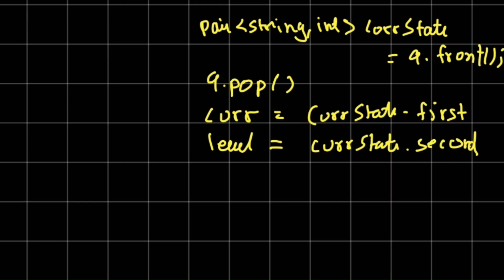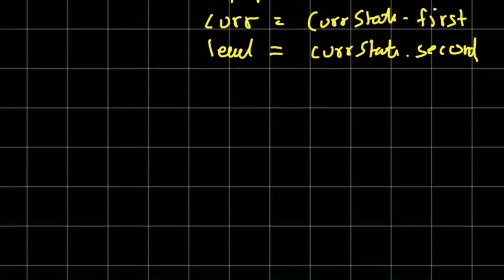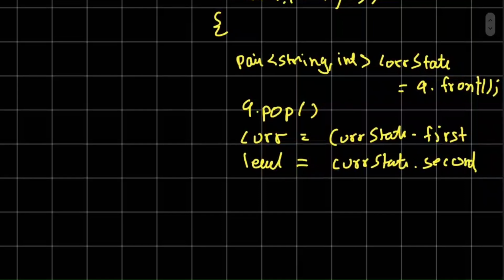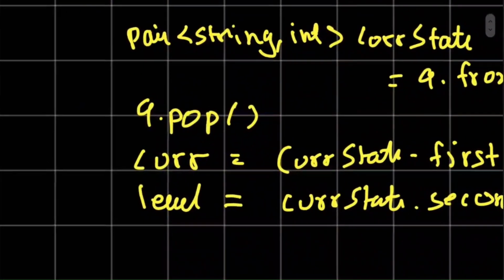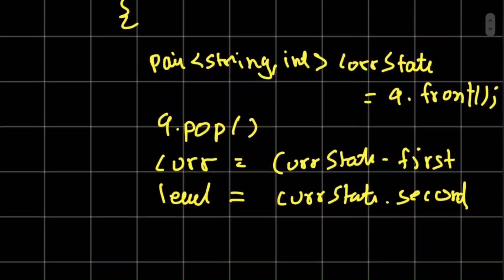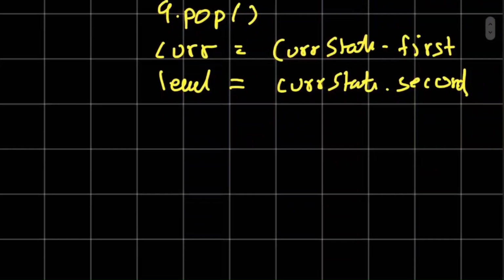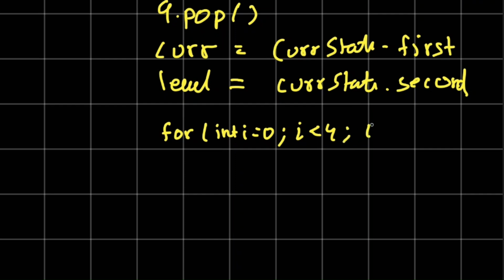Okay, so now we have the current state, so now we will have to traverse all of the neighbors of the current state. Let's just zoom in, and now we will traverse all the neighbors. We will use a for loop here: for int i equals 0 and i less than 4. As we know, the size of the string is always 4, so i less than 4 and i plus plus.